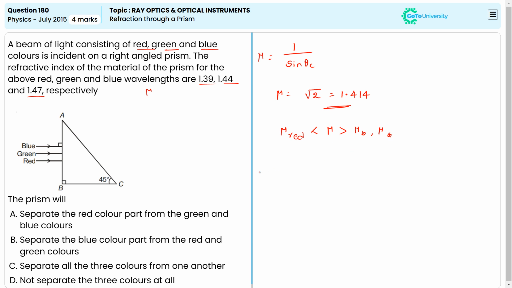Then from the 4 options we can see the prism will separate the red color part from the green and the blue color. Yes, this is the right option. And the prism will separate the blue color part from the red and the green color. No, this is not right. Separate all the 3 colors from one another. No, wrong. Not separate the 3 colors at all. So this is also wrong. So option A is our right answer.